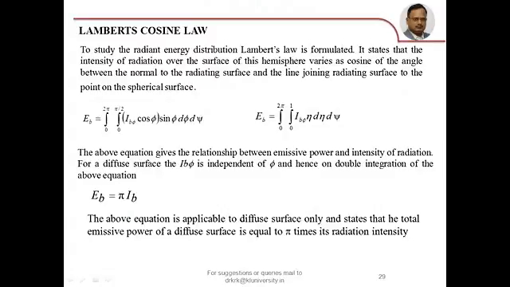After the Stefan-Boltzmann law, another important law in radiation is Lambert's cosine law. This Lambert's cosine law is formulated to study the radiant energy distribution. It states that the intensity of radiation over the surface of this hemisphere varies as cosine of the angle between the normal to the radiating surface and the line joining the radiating surface to the point on the spherical surface. That is what we have seen earlier. The same thing, when you do the double integration, you will get EB equal to pi IB. This is actually called Lambert's cosine law. This equation is applicable to diffuse surfaces only and states that the total emissive power of a diffuse surface is equal to pi times its radiation intensity.